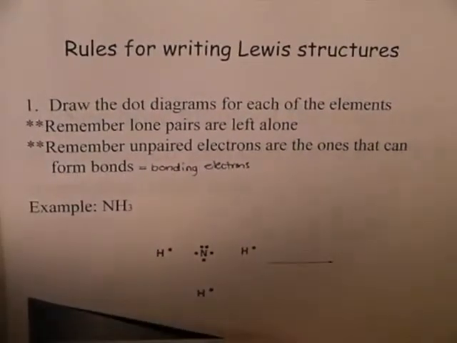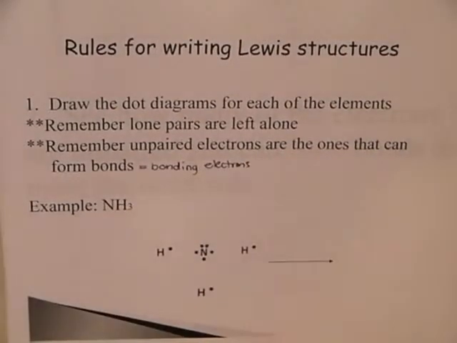Sorry, I'm just trying to zoom in a little and it didn't work. All right, so draw the dot diagram. Remember, leave the lone pairs alone. And remember the single electrons, the unpaired electrons, are going to tell us how many bonds each one of those elements can form.